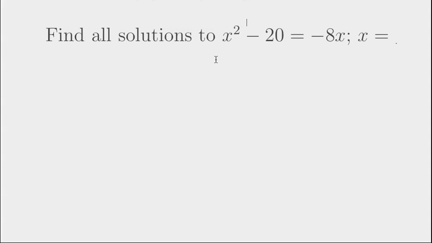Hello, this is a walkthrough for Mastery Exam AA, Practice Version 1, Problem 8. In this one, the very last problem on the exam, I'm asked to find all the solutions to x squared minus 20 equals negative 8x. Solving an equation again.